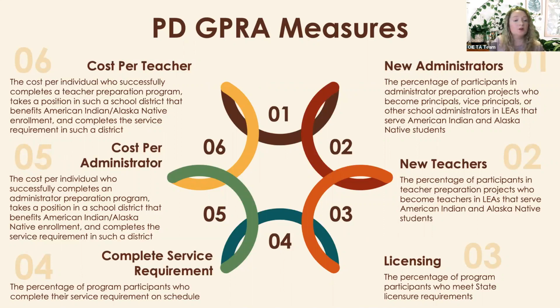It doesn't matter which grant you are, it doesn't matter what fiscal year you are, everybody reports on these GPRA measures. So you'll see there are 6 measures. The first regarding the percentage of participants in administrator preparation projects. And number 2 being the percentage of participants in teacher preparation projects.